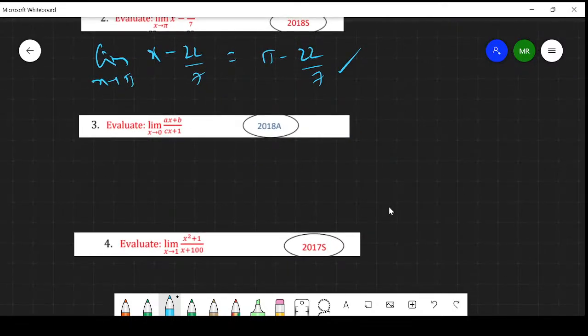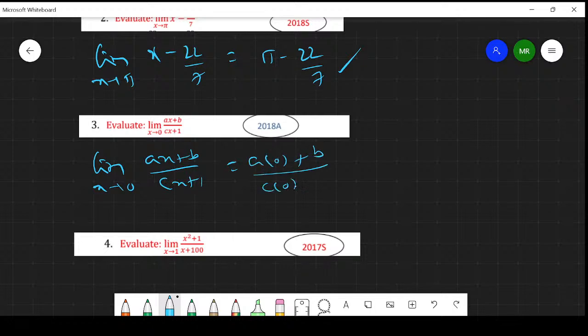2018, they ask the limit as x tends to 0 of (ax + b) by (cx + 1). See, in this problem, we can directly substitute the limit. Limit x tends to 0, (ax + b) by (cx + 1). Substitute the limit directly: (a into 0 + b) by (c into 0 + 1). It comes b by 1.